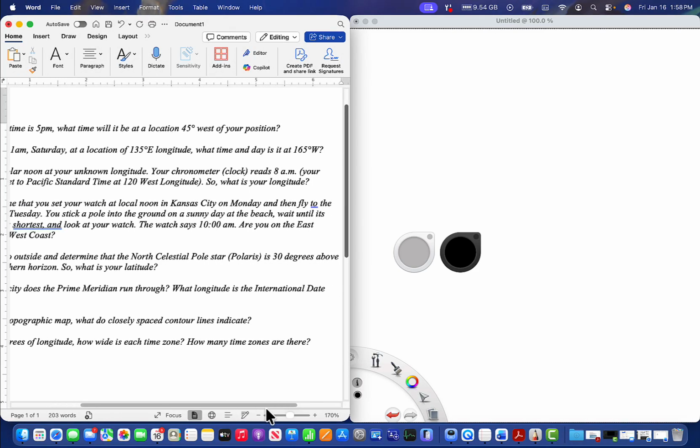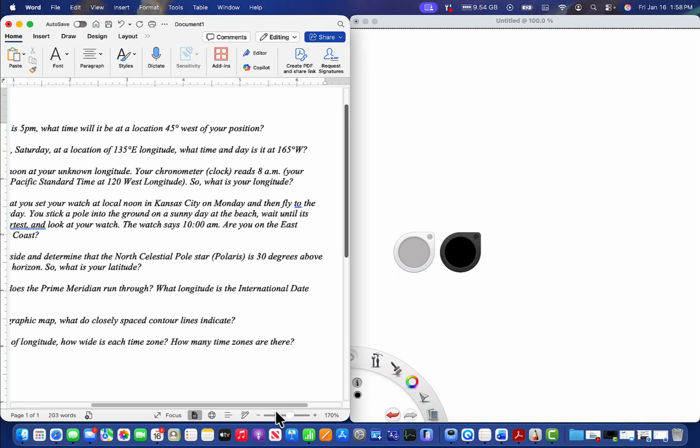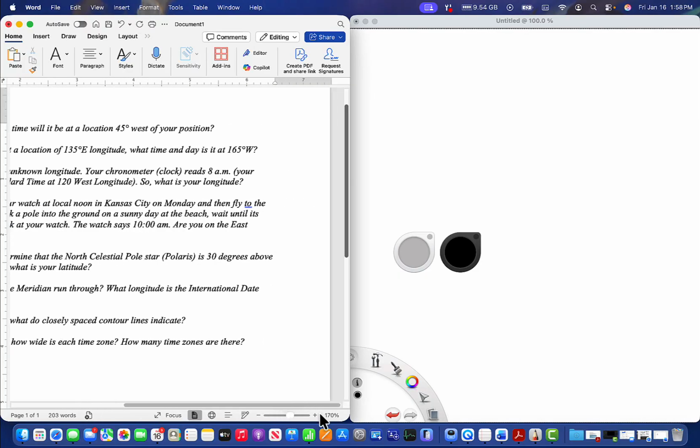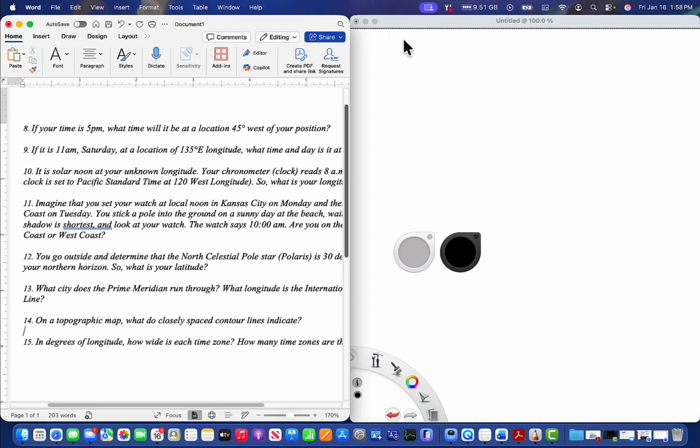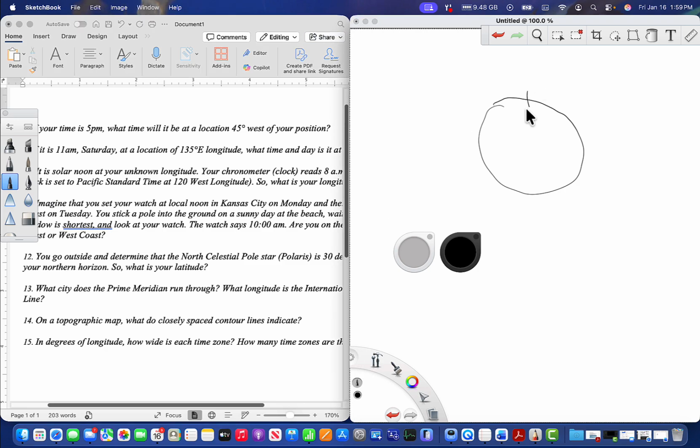It says you go outside and determine that the North Celestial Pole Star, Polaris, is 30 degrees above your northern horizon. So what is your latitude? Let's draw that picture. Here is the Earth. Here is the North Pole. Here's the South Pole. So SP, NP. The North Celestial Pole Star is above the North Geographic Pole. And that star is Polaris. So Polaris is the North Star.